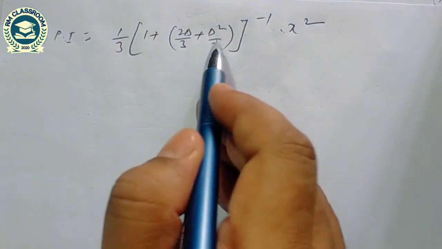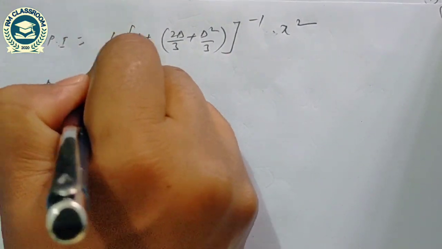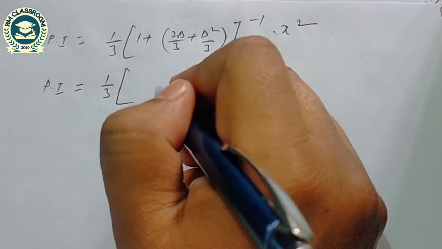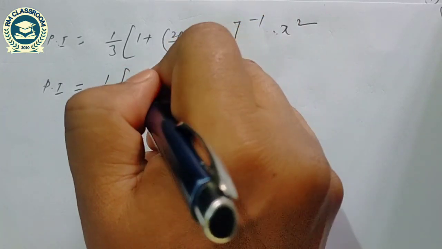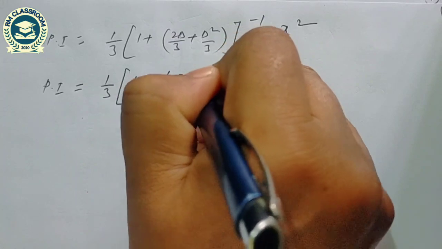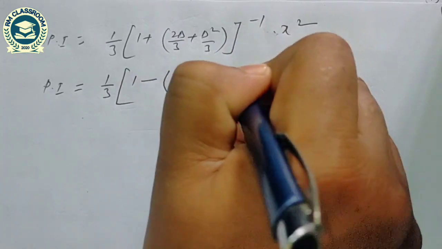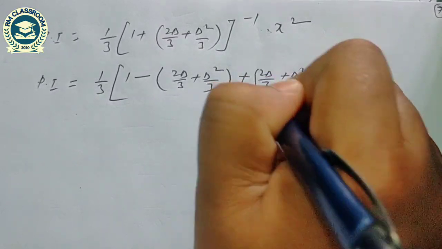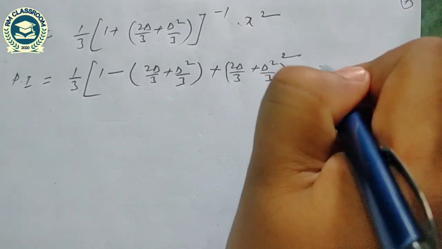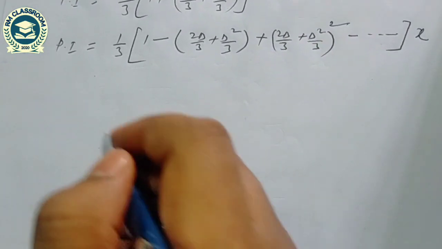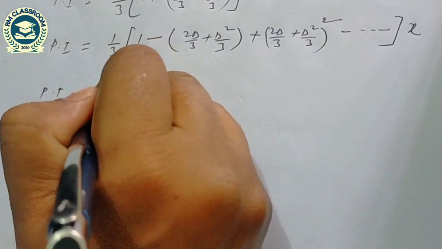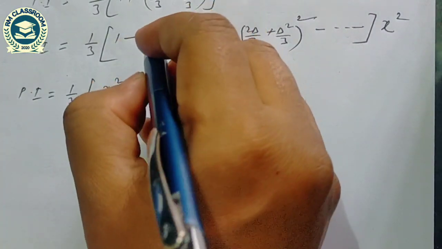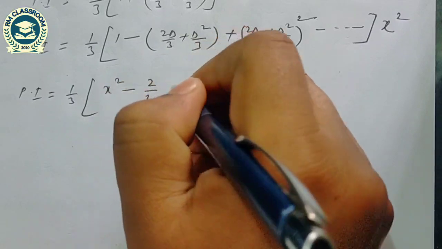So it is 1 plus x to the power minus 1. So the particular integral is equal to 1 by 3, and the expansion of 1 plus x to the power minus 1 is 1 minus x plus x square minus x cube. So 1 minus x, where x is 2D by 3 plus D square by 3, plus x square, so (2D by 3 plus D square by 3) whole square, and so on and so forth, into x square. So the particular integral is 1 by 3, here is x square, so x square minus 2 by 3.